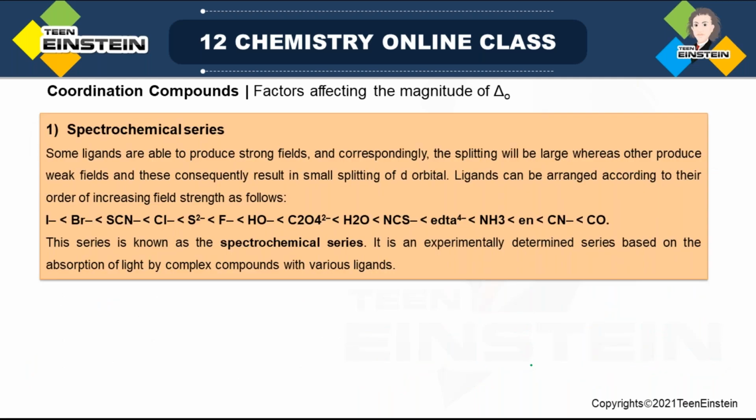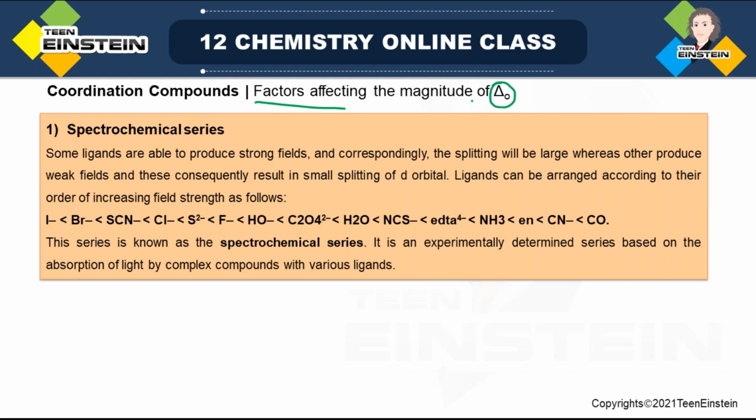Now, a very important part is: what are the factors that affect the magnitude of del O? That is the gap between EG and T2G. When del O is very high, the gap between EG and T2G is very high, and if it is low, the gap is also low. But what are the factors based on which you will be able to understand that in this case del O will be high? Some factors are there. One by one we will discuss.